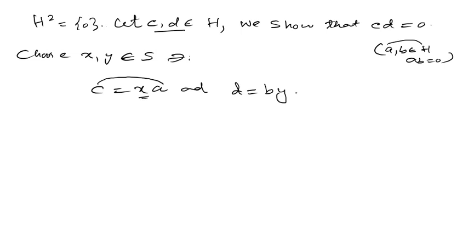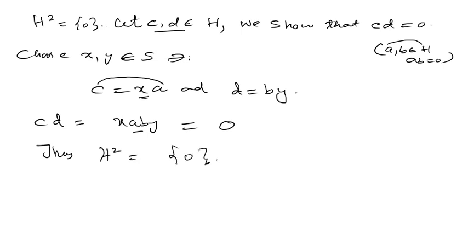So now we can see the product CD. C is equal to XA and D is equal to BY, but AB is equal to 0 in this case, so it is equal to 0. Thus H square is equal to 0, because the product of any two elements of H is equal to 0 if AB is equal to 0. So if in an H class the product of two elements is equal to 0, then the product of any two elements is equal to 0. In other words, this H is like null, because the product of any two elements is equal to 0.